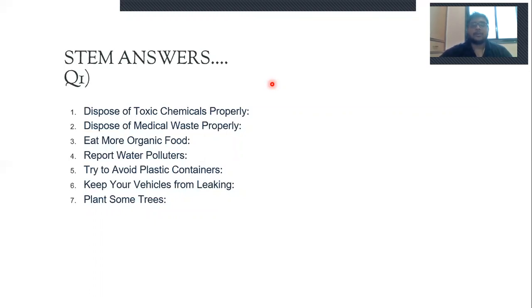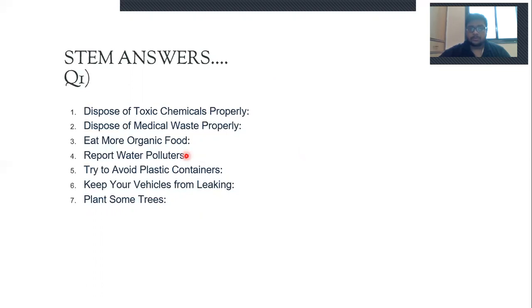And second is disposal of medical waste. So the medical waste, like let's say cottons or bandages that are used up, should not be disposed in the water. Okay, it is very, very harmful for everyone. Then we must eat more organic food. Okay, then fourth is we must report water polluters.